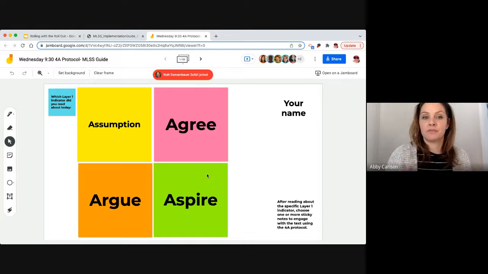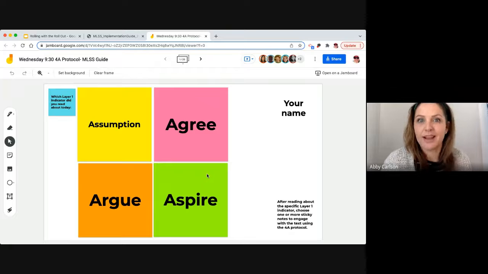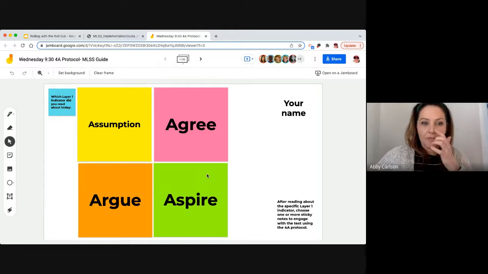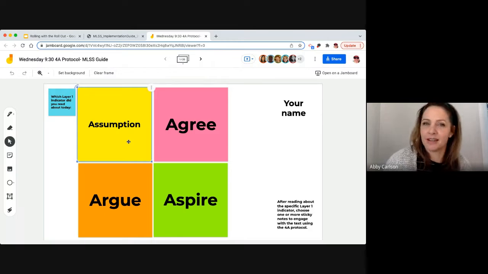We want you to pay attention to when you are agreeing with what it's saying. Agreeing as in, yes, I do that. Oh, my school has done that for years. Yes, I believe this to be the best thing. Or assumptions. Assumptions are interesting. That's when you kind of feel yourself saying, oh, they think this is already happening. They think we have time for this.